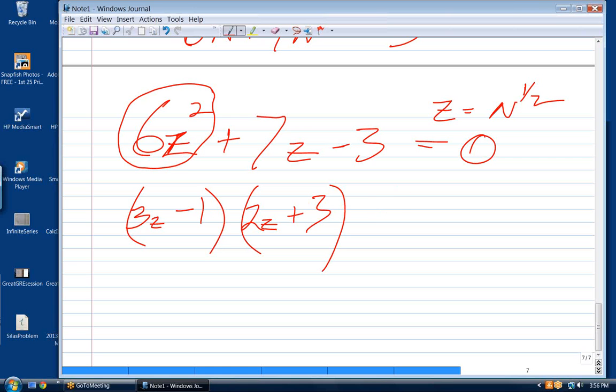Okay, so let's do it your way and solve for z, first of all. They're all equal to 1. You have 3z. So you get z equals 1/3. And then you got z is equal to -3 over 2. Okay. So now let's solve for n.